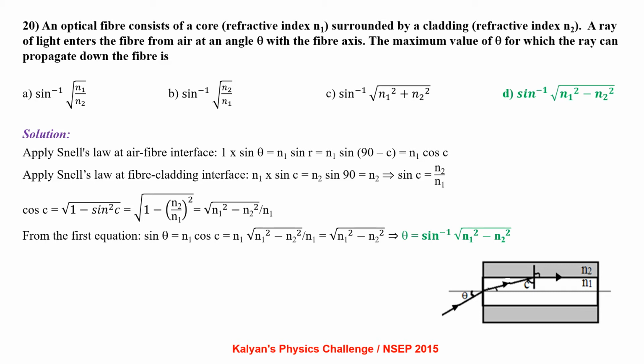to n2 by n1. Cos c equal to root of 1 minus sin squared c, that is root of 1 minus (n2 by n1) whole squared, which is root of n1 squared minus n2 squared by n1. From the first equation, sin theta equal to n1 cos c, n1 into root of n1 squared minus n2 squared by n1, that is root of n1 squared minus n2 squared. So theta equal to sin inverse root n1 squared minus n2 squared.